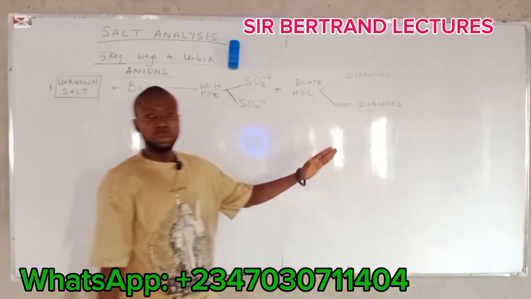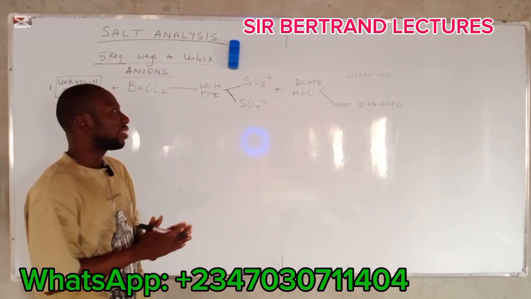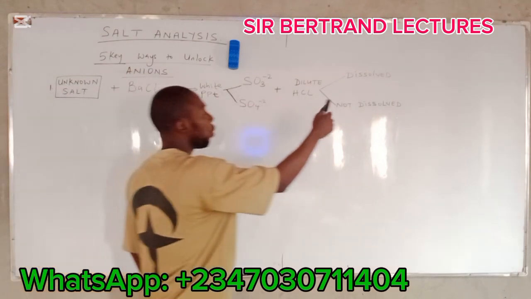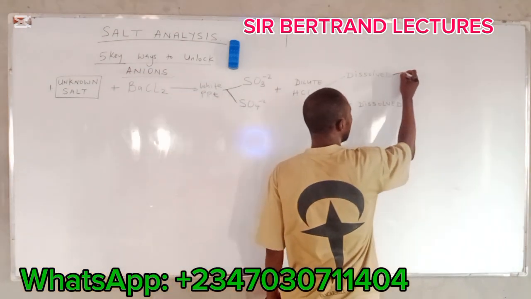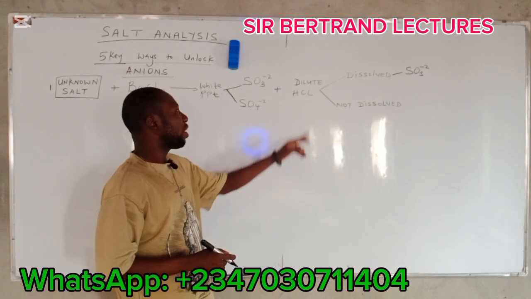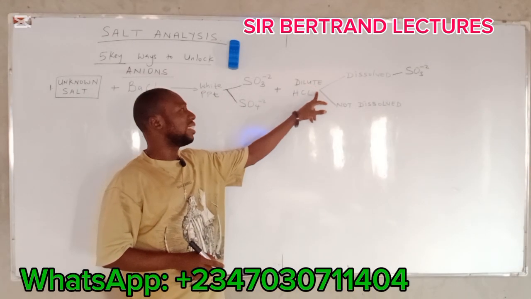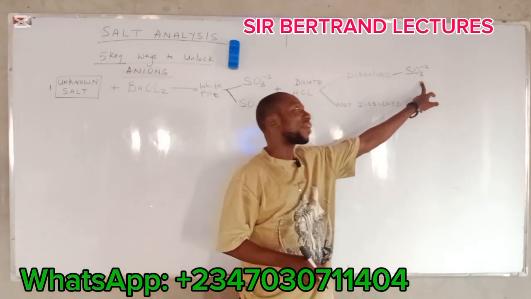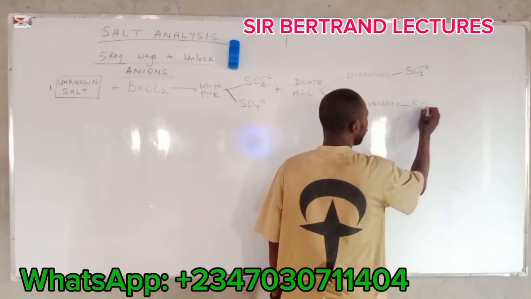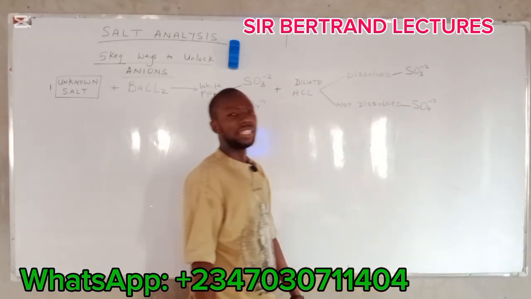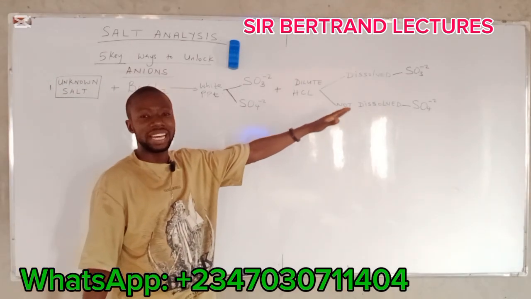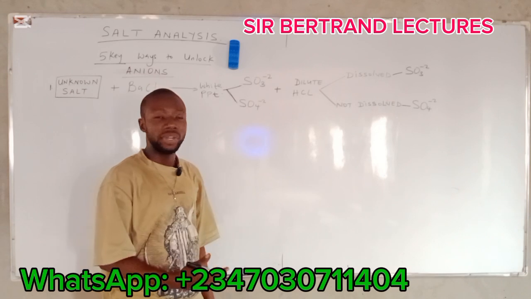It's either the precipitate dissolves or the precipitate does not dissolve. Now, if the white precipitate dissolves, it indicates the presence of sulfite ion. All right? If the precipitate dissolved, it indicates the presence of sulfite ion. Then, if the precipitate does not dissolve, this shows that the anion that is present in the sample is tetraoxosulfate(VI) ion, which is also known as sulfate ion.